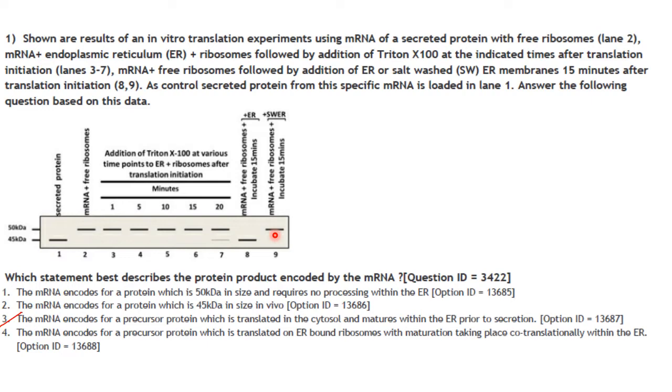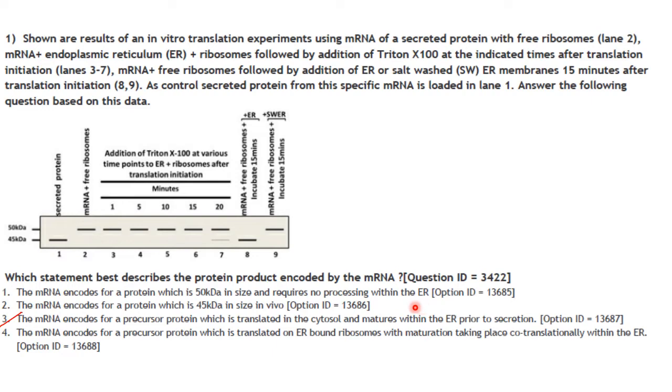Now which statement best describes the protein product encoded by the mRNA? So, the mRNA encodes a protein which is 50 kDa in size and requires no processing within the endoplasmic reticulum. No, it shows that it requires processing within the endoplasmic reticulum. I have already given the explanation. Then, the mRNA encodes a protein which is 45 kDa in size in vivo. Not only in vivo, in vitro also it produces a 45 kDa protein, that is as per lane 8.